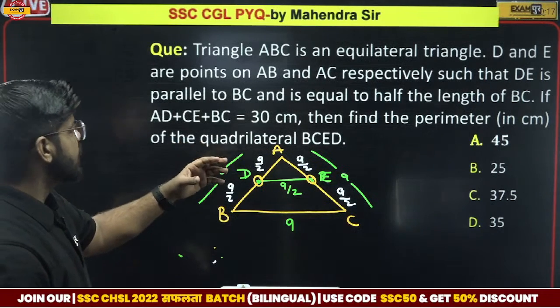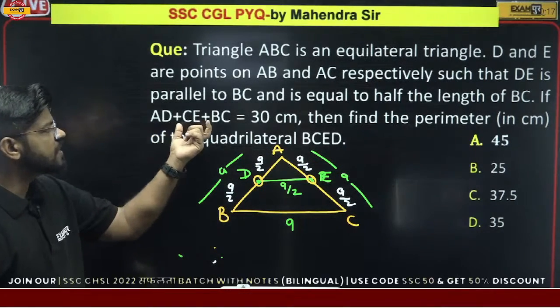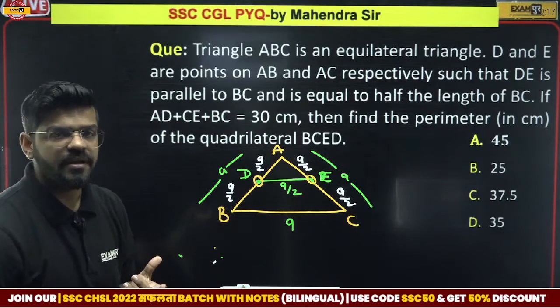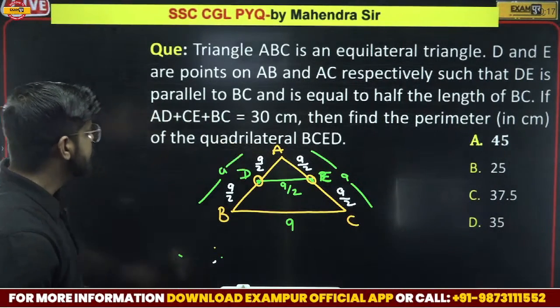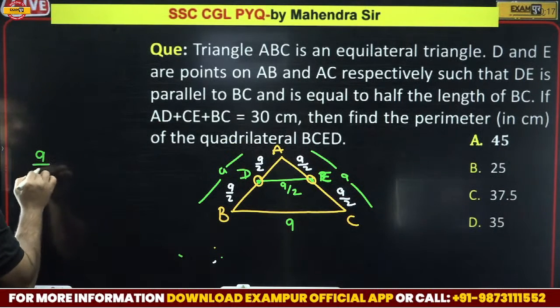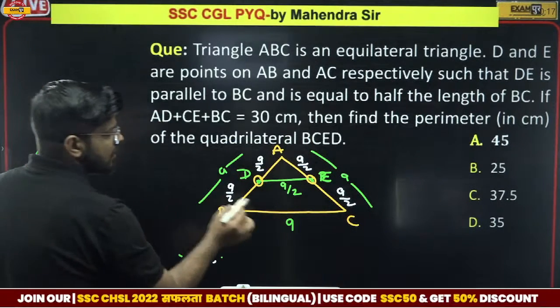Now what is the question saying? If AD plus CE plus BC is equal to 30 centimeter, where is AD? This is AD. So A by 2 plus CE, where is CE?